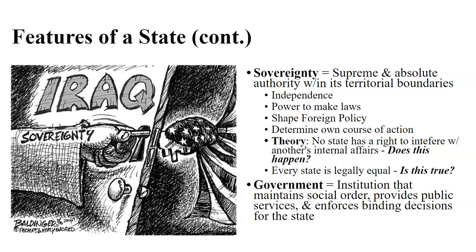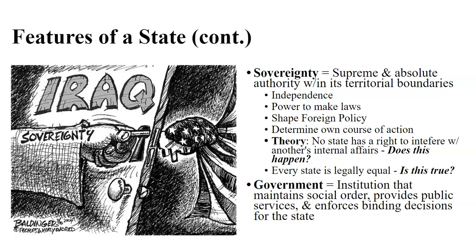Now, sovereignty is the principle that you have supreme and absolute authority within your territorial boundaries. It means that you have independence, power to make laws, the ability to shape your own foreign policy, if need be, depending on what we're talking about here. If we're talking about a state like Michigan or a country like the United States, you have the ability to determine your own course of action. Okay, and it all ties in with the final 2 bullet points here. Under this idea of sovereignty, the theory goes that no state has a right to interfere with another's internal affairs. Because if you're a sovereign nation, you have the ability to make your own decisions.